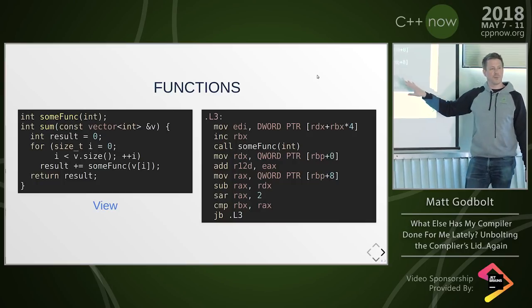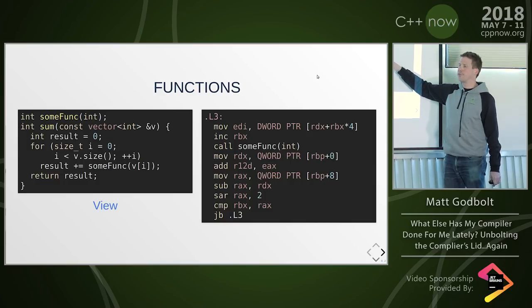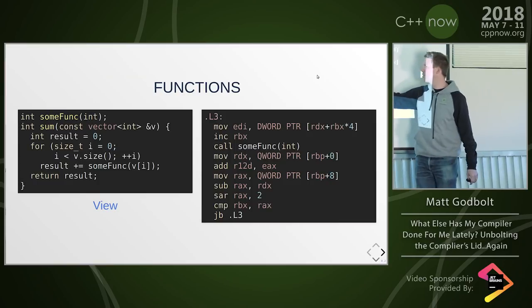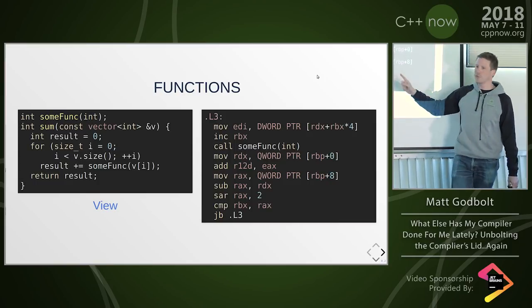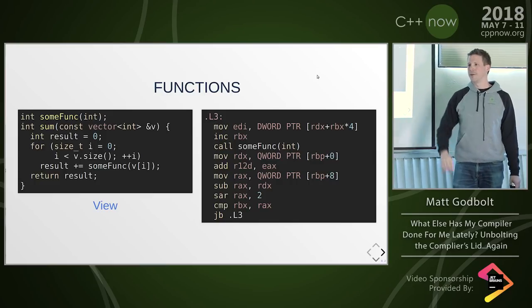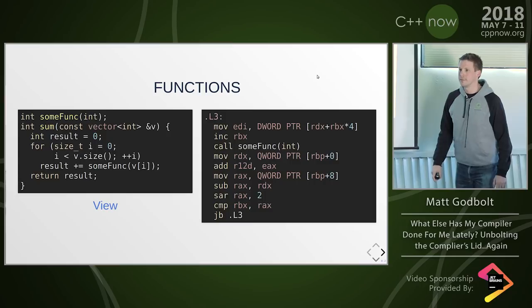If you recognize it from a few slides ago, we're presuming RBP points at the vector. We're reading begin of the vector again, and we're reading end of the vector. We're doing a subtraction, and we're doing a shift, and then we're comparing. Oh, so can anyone tell me what's going on here? It's not able to tell that some func can't modify v in the middle of the loop.